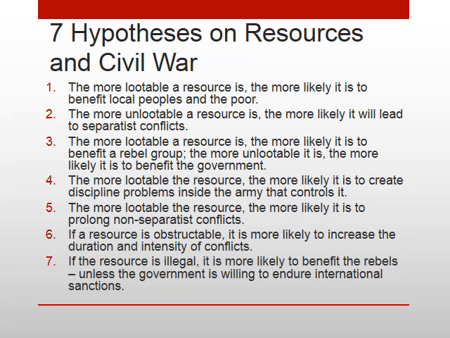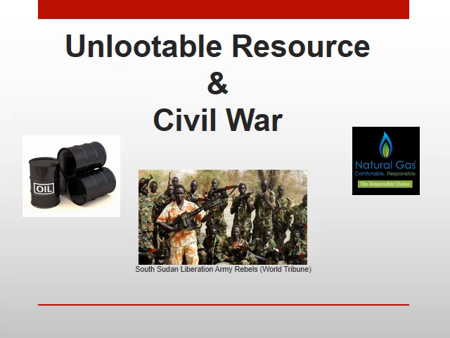These are the 7 hypotheses that Ross developed about the ways that natural resources tend to influence civil wars. They suggest that the resource plays the biggest role depending on its lootability, obstructability, and its legality. So what does it all mean? It means power and control.